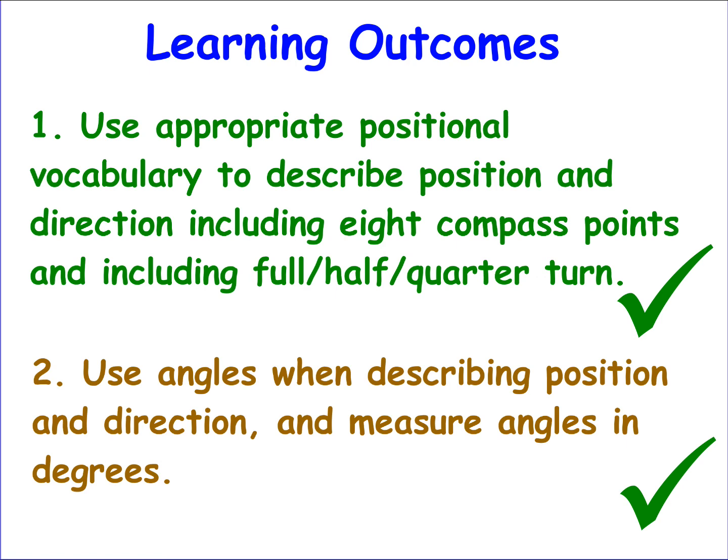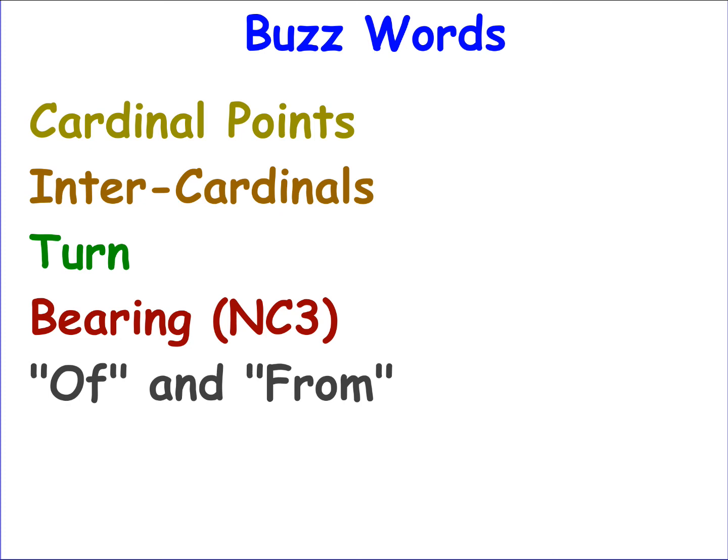The buzzwords from this little section are cardinal points, that's north, south, east and west. The intercardinal points, which are northeast, southeast, southwest and northwest. A turn, which is a 360-degree rotation, but we also have a quarter turn, which is 90 degrees, and a half turn, which is 180 degrees.